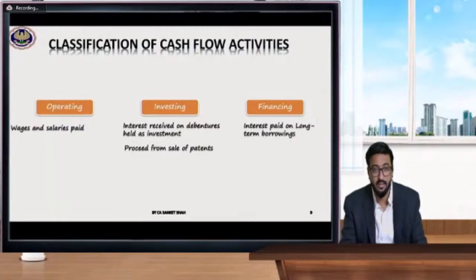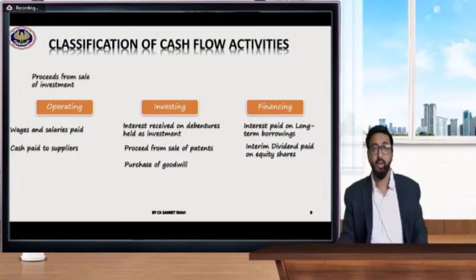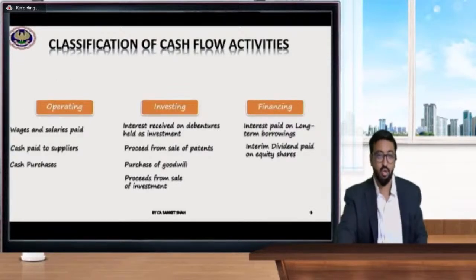Operating. This came to Pratham, so I will not take it. Interim dividend paid on equity shares. Financing. Dividend paid is financing. Dividend received is investing. Remember. Cash paid to supplier. Operating. Creditors is day to day. Operating. Purchase of goodwill. Investing. Very simple. Investing. Proceeds from sale of investment. Investing. Cash purchases. Operating. This came to Pratham so I am not taking it. Yes, you can take a screenshot if you want.